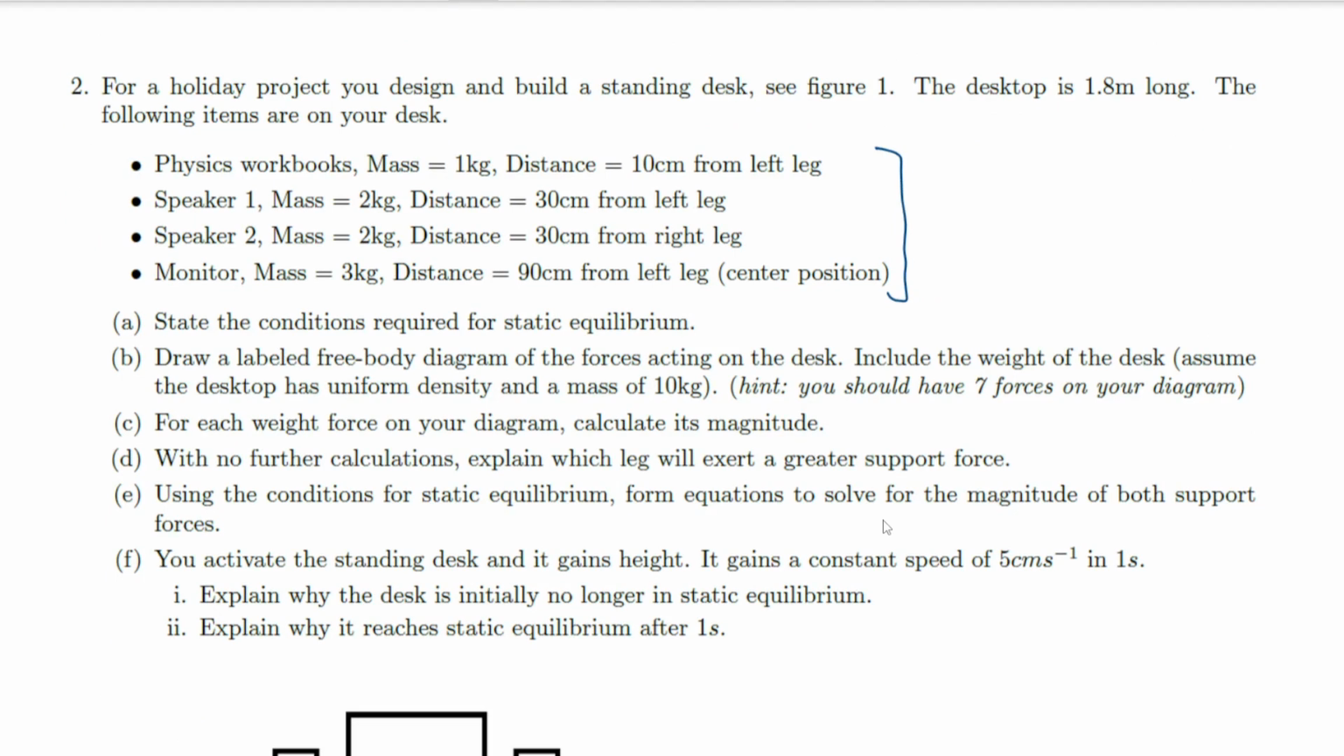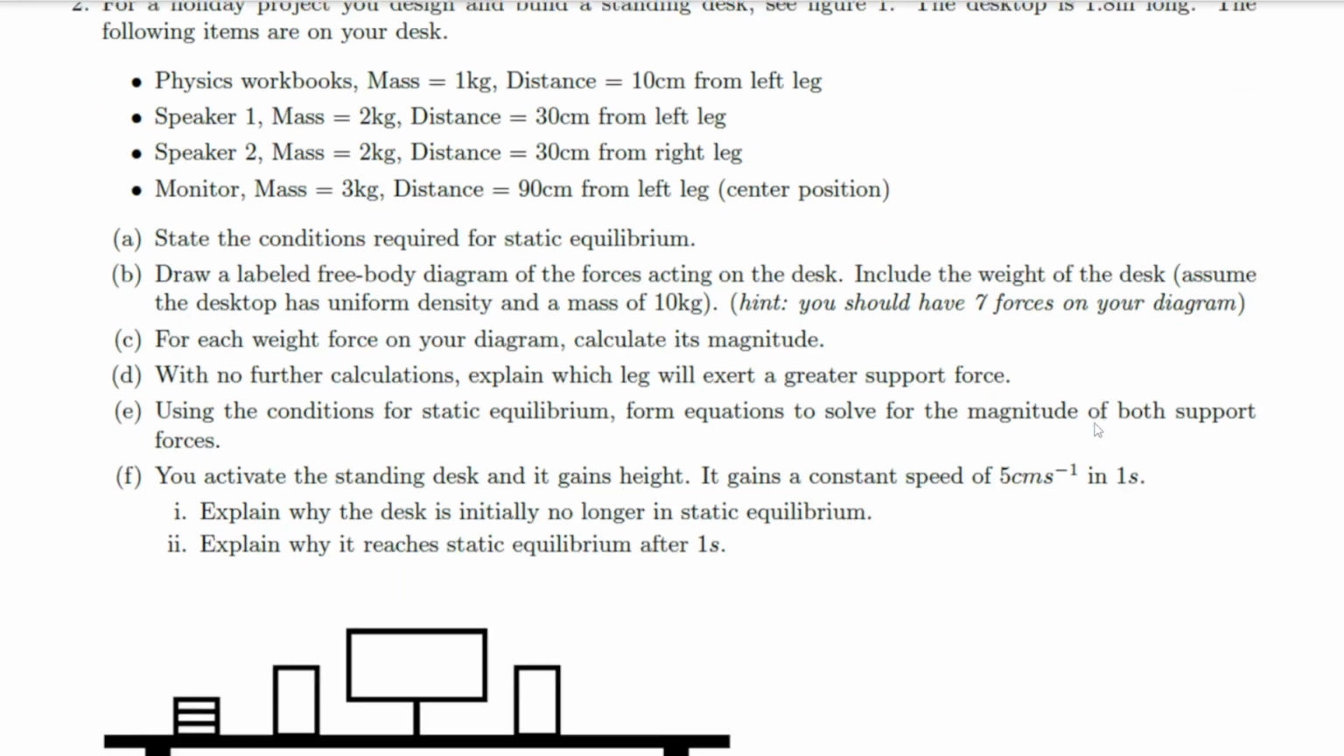So we're given some information about the load, so the things on top of the desk with mass. And question A, state the conditions required for static equilibrium. So static equilibrium of a system is when the net force is equal to 0 and the net torque is equal to 0.